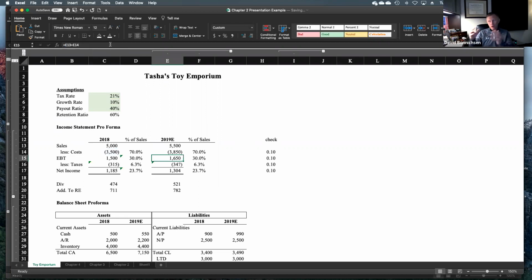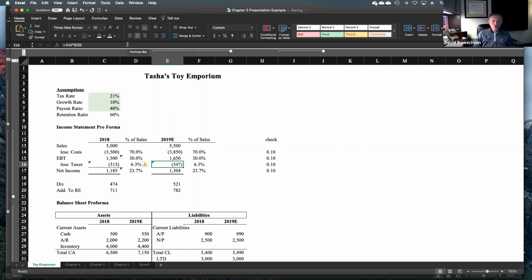EBT went up by 10%, because there was no impact of depreciation or interest paid. So there's a relationship that continues, 10% increase. Right? We have our taxes, right? If you're going to make a mistake on the check-in exam, taxes is going to be one of the areas, because you're going to just make the assumption that it moves up with sales, and it does not.